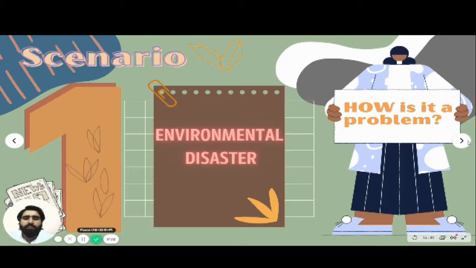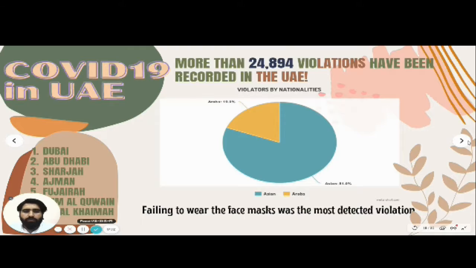How it is a problem. The first and most important scenario which we are facing is the environmental disaster like COVID-19. Do you know more than 24,894 violations have been reported in the UAE during the COVID-19 pandemic? As you can see in this graph, 81% are from the Asian communities who have violated the rules and regulations and 19% are Arab violators. Failing to wear the face mask was the most detected violation.